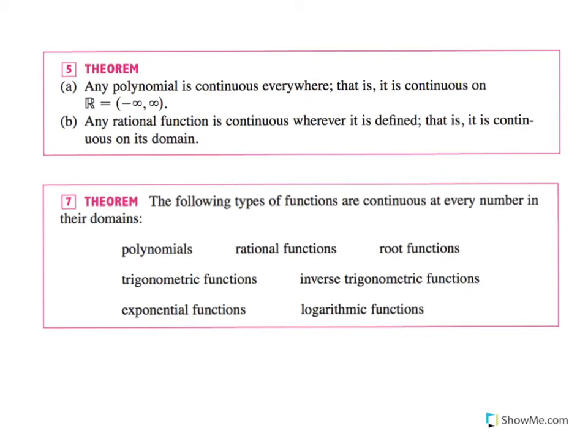There's no places where it's undefined. But what's also important is that it also says any rational function is also continuous wherever it's defined. So again, whatever the domain is, it makes sense that it's going to be continuous on that same domain. So what Theorem 7 says is that you can state that all these functions are continuous if you state it's continuous on that domain interval.